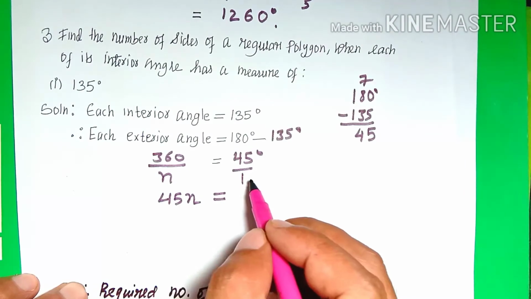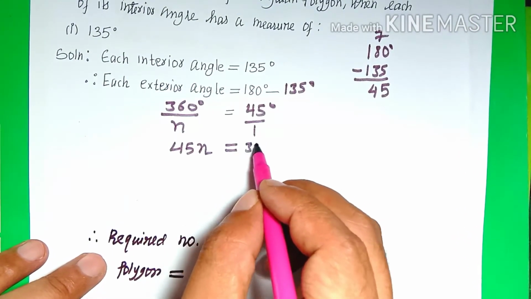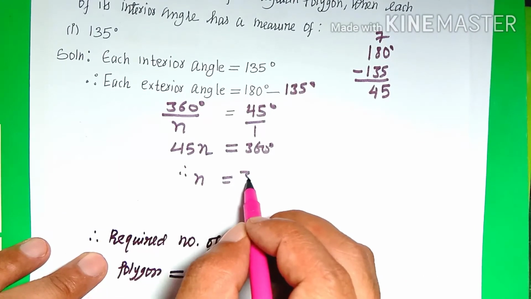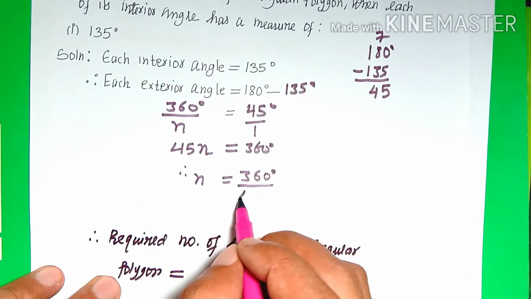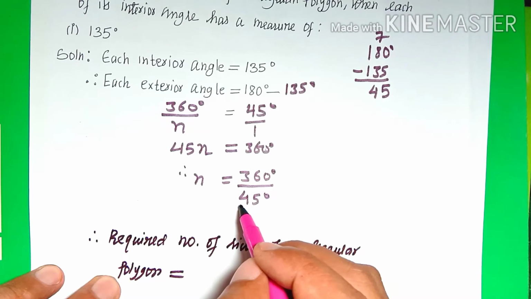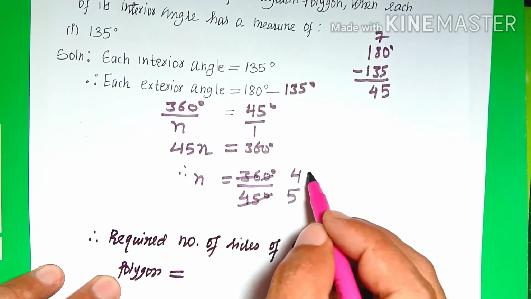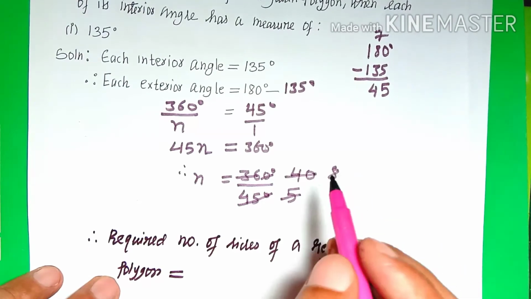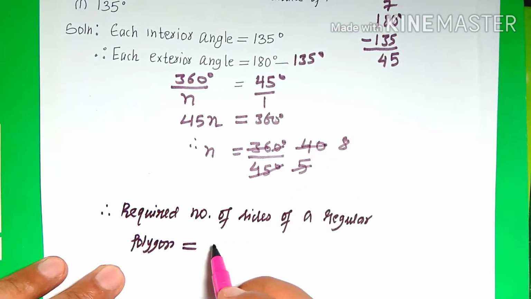Here we consider the denominator as 1. So 1 into 360 equals 360 degrees. Therefore, the number of sides equals 360 degrees, transposed, over 45 degrees. Now 36 and 45 are both divisible by 9: 9 into 4 is 36 and 9 into 5 is 45. Again both are divisible by 5, and 40 divided by 5 is 8. That means the required number of sides of the regular polygon is 8 sides.